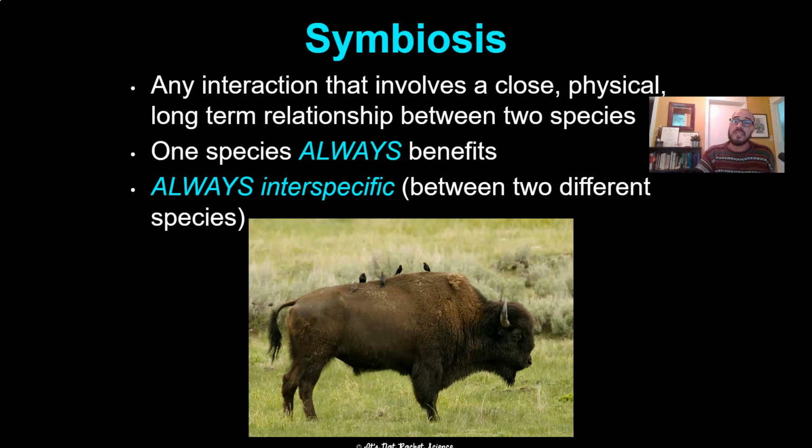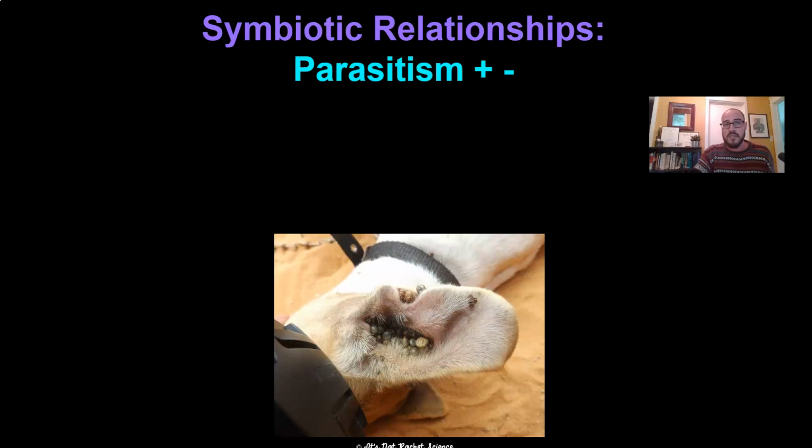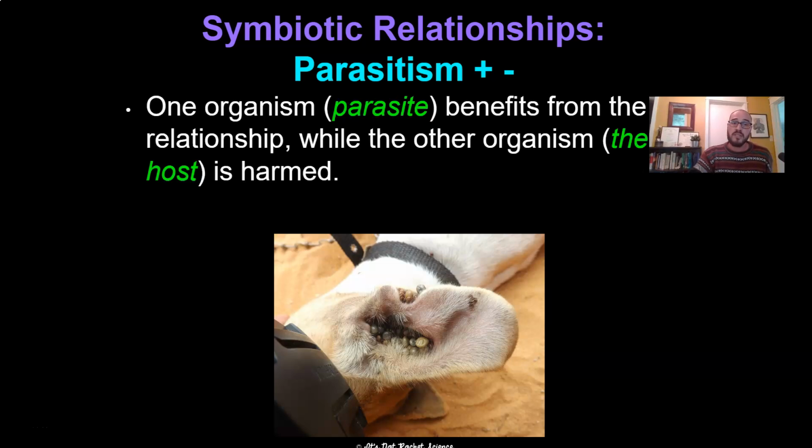So symbiosis is living together. That always means with a different species. There's a couple different types. The first one you're probably most familiar with is parasitism.